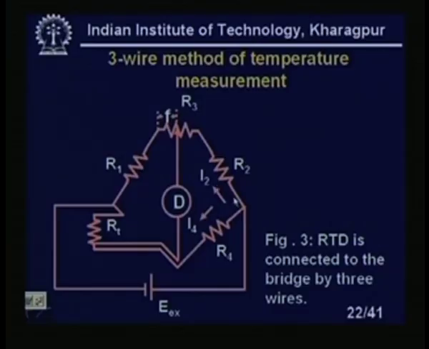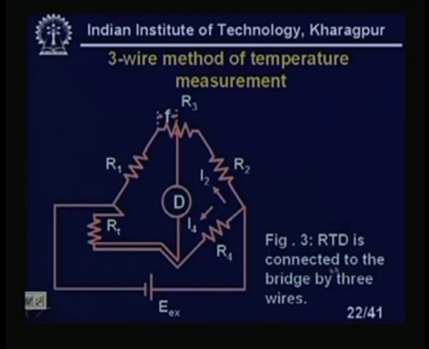I am denoting some currents because we have to calculate something. I2 is the current through the resistance R2, and I4 is the current through the resistance R4. At balance, this I4 is also flowing through RT, and since no current is flowing through the detector at balance, I2 is flowing through R3 as well as through R1 back to the battery.